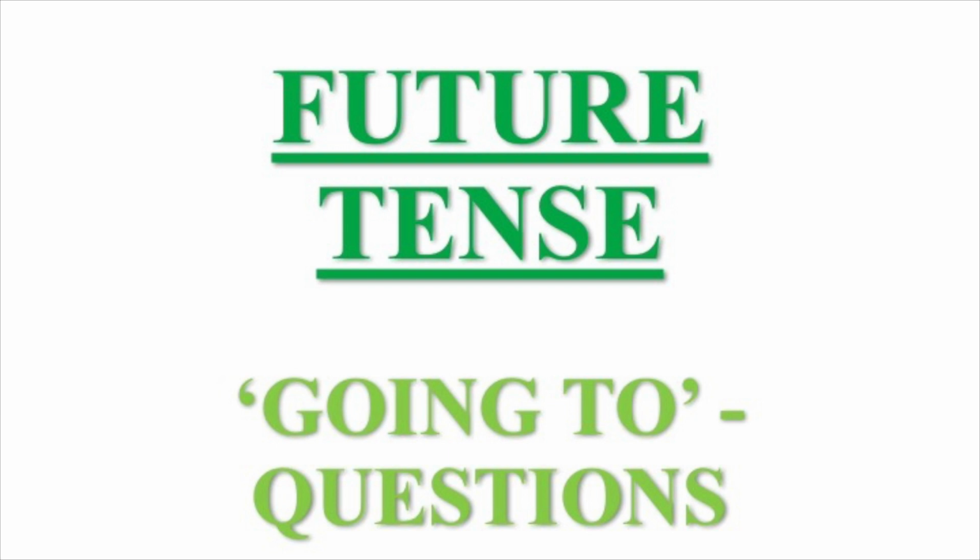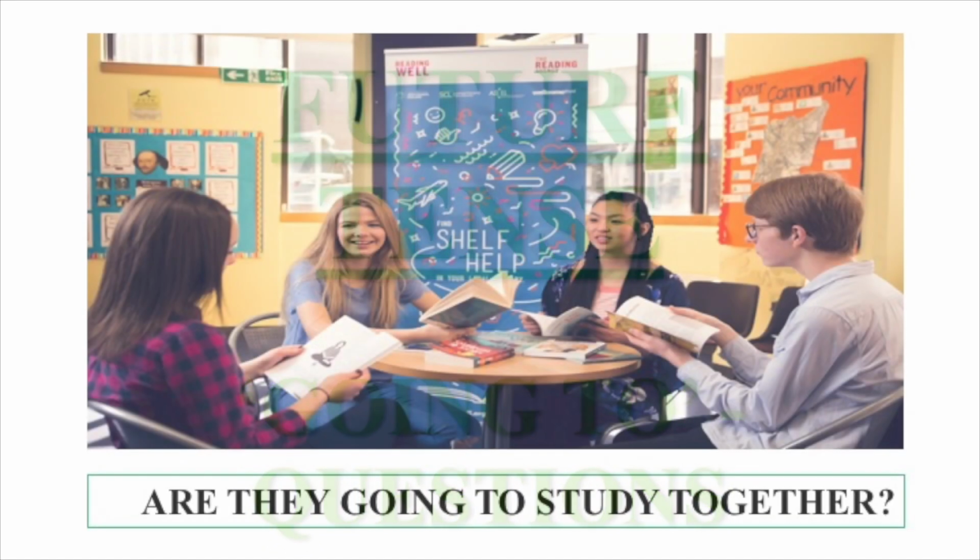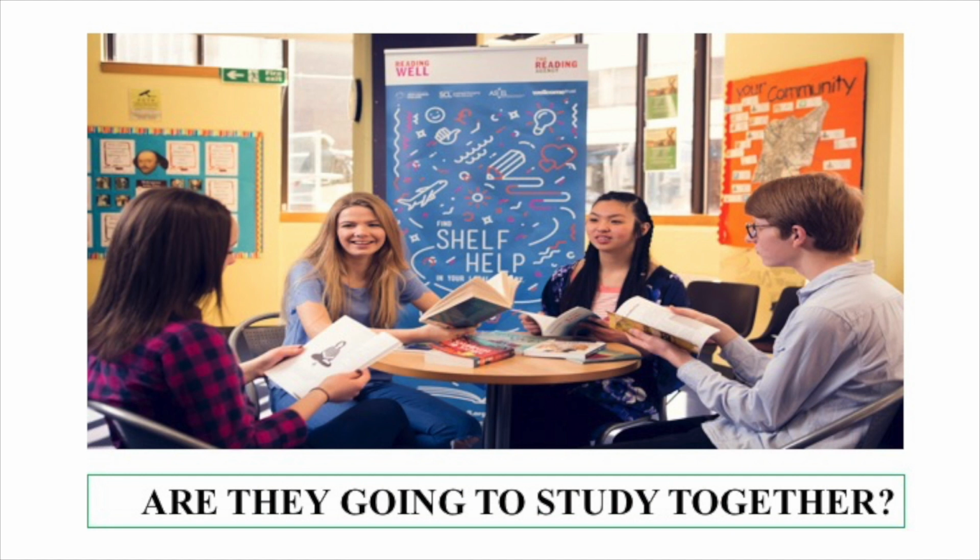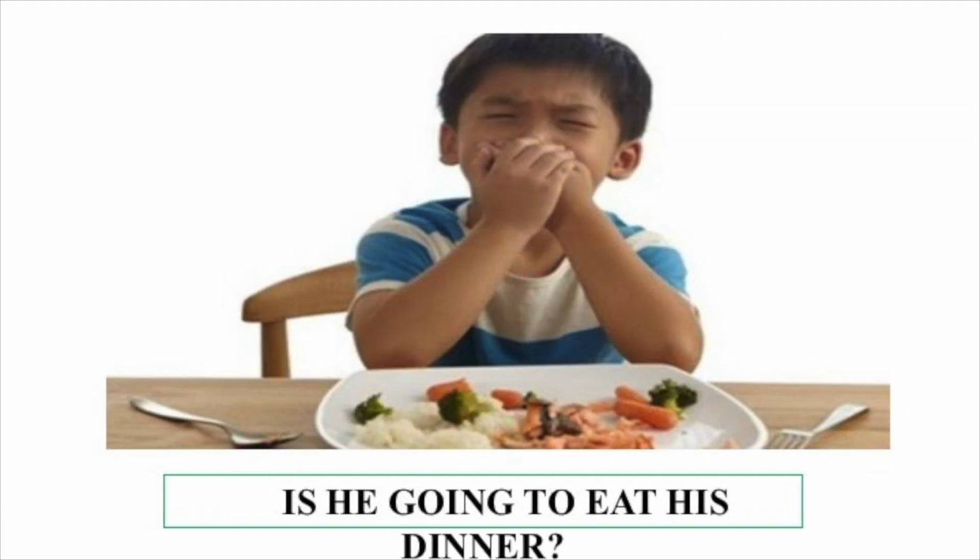for questions. So let's practice saying some of the question words in the correct form. Are they going to study together? So what do you think? Yes or no? Yes. So what do we say? Yes, they are. Is he going to eat his dinner? What do we think? Yes or no? No. So we say, no, he isn't. Or no, he is not.